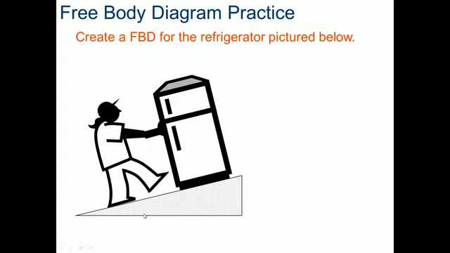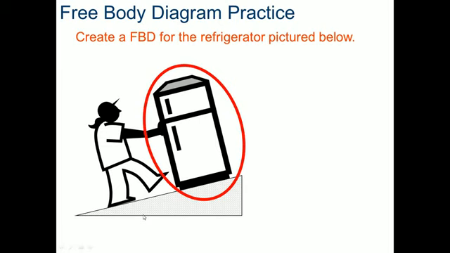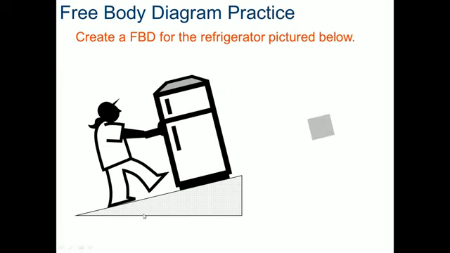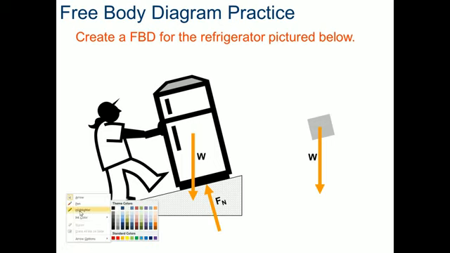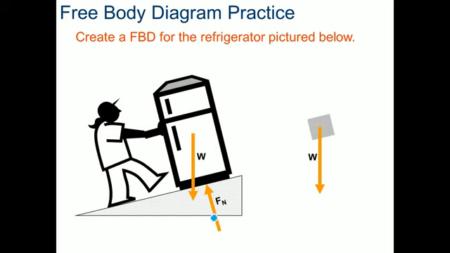Create a free body diagram for the refrigerator. Just the refrigerator. So I turn a refrigerator into a block. It has a weight that goes straight down. It has a normal force that you see here coming out of the ramp into the refrigerator. The normal force is what keeps it from going to the ground, and that is at an angle. It is not the ground below the ramp that is putting the normal force. It is the ramp that's putting the normal force onto it.